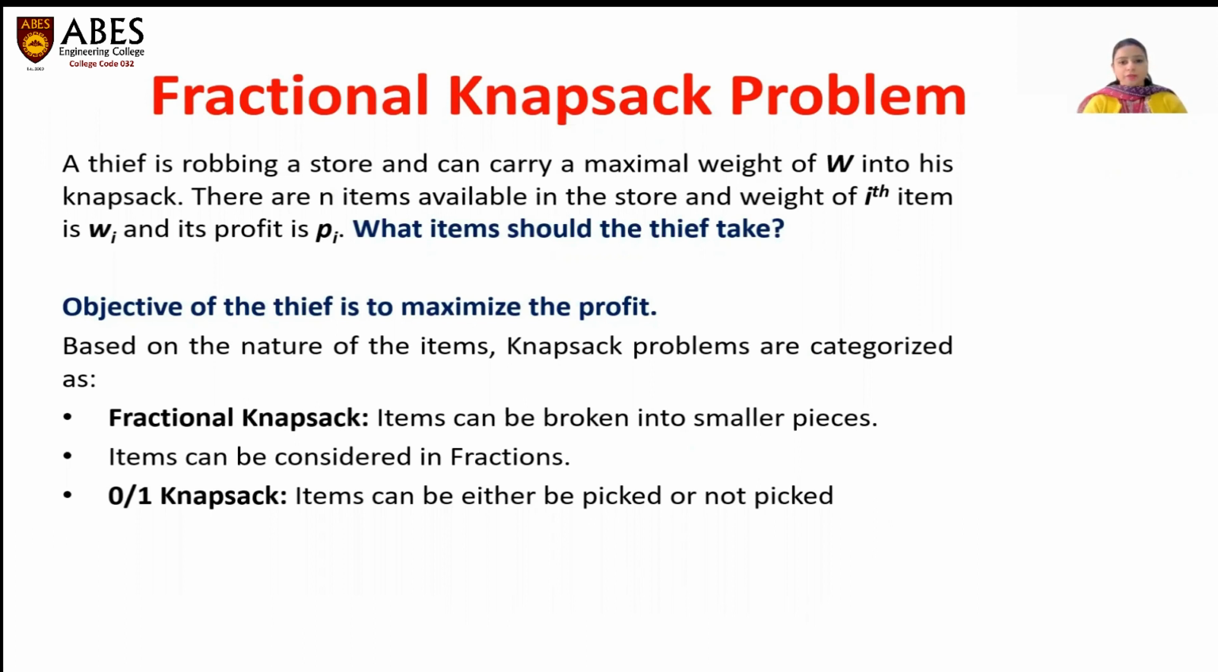Based on the nature of items, the knapsack problem has been categorized into two categories. The first category is the fractional knapsack, where items can be broken into smaller pieces. That means we are considering a fraction here. For example, if a thief is robbing sugar, then he can take 1 kg sugar, 1.5 kg, 2 kg, 2.5 kg, or even 2.3 kg of sugar.